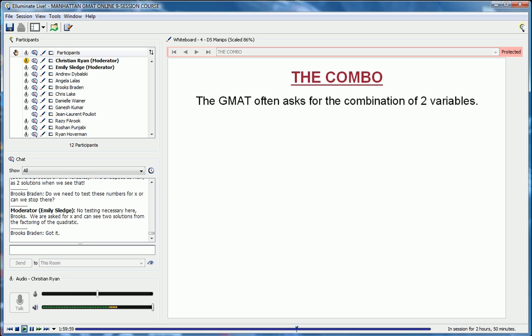So let's talk more about this combo. The GMAT is in love with combinations or combos. So for instance, it might ask you, what is the value of x plus y? It could ask you a yes-no question. It could say, is x plus y even?